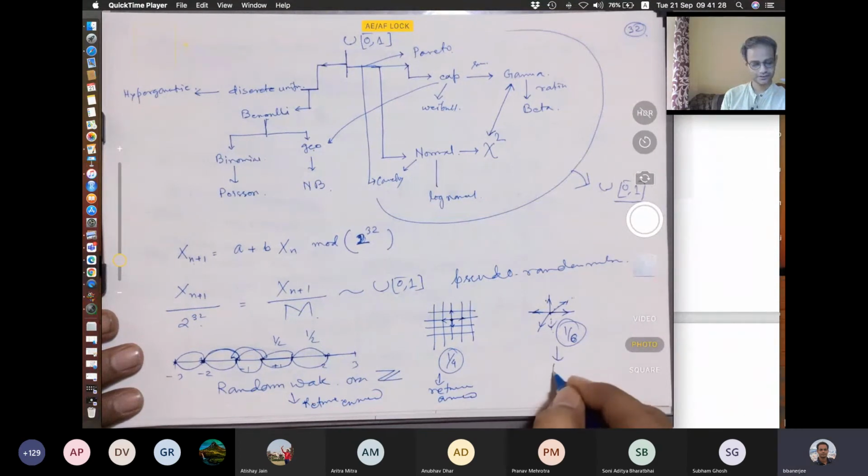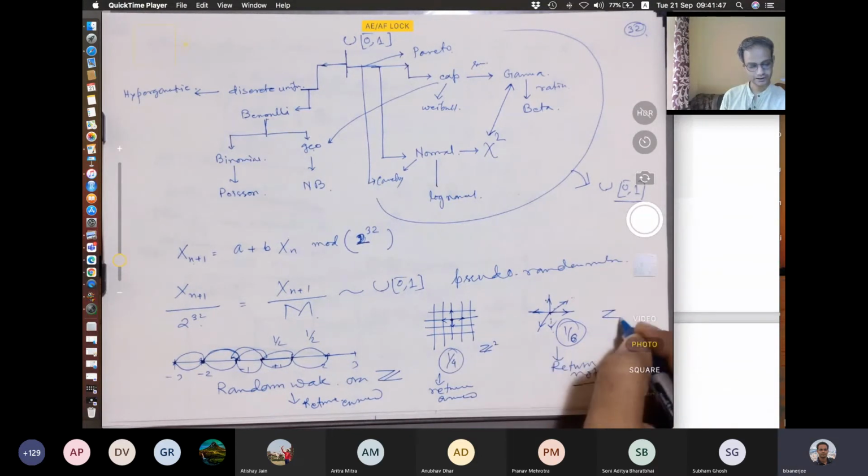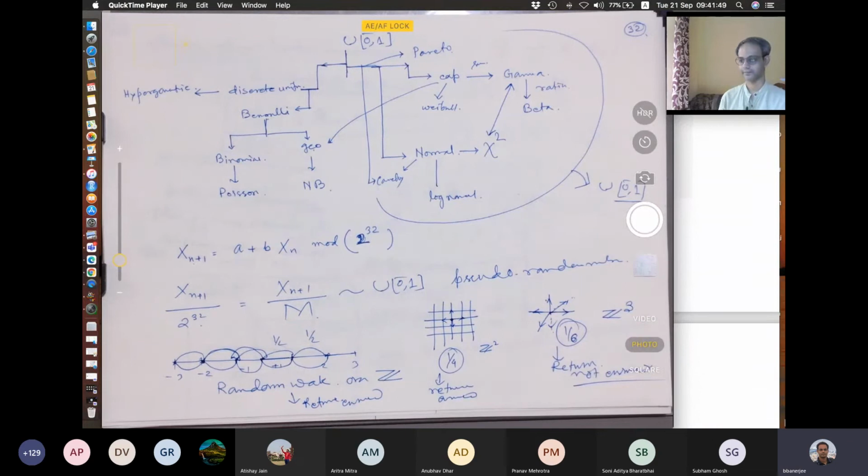And here, return is not ensured. It can be proved. So this is a simple symmetric random walk on the integer grid, in Z2 and in Z3.